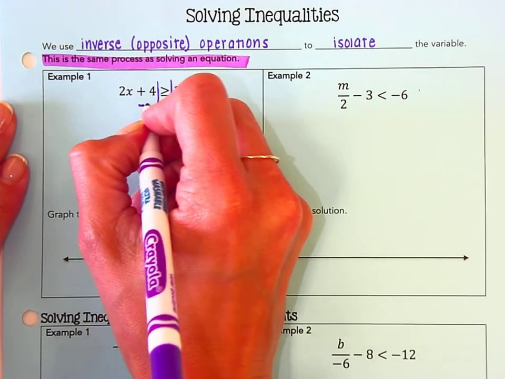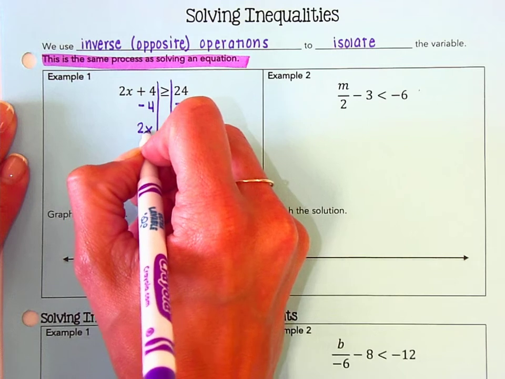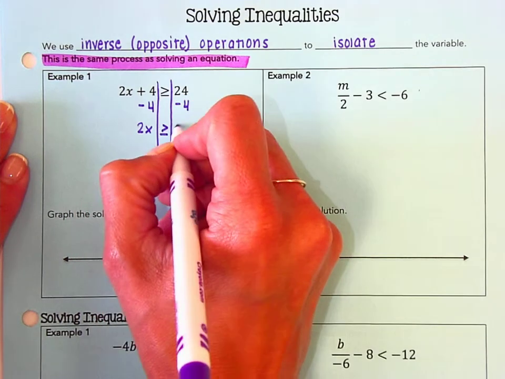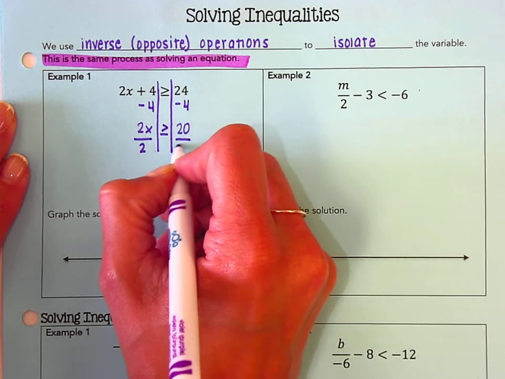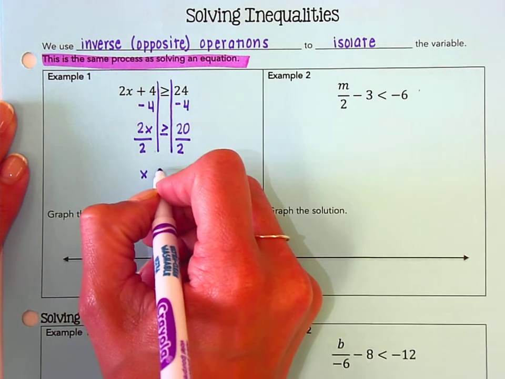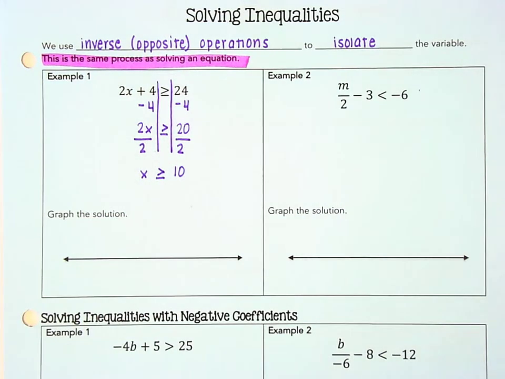So I'll start by subtracting 4 from both sides of the inequality, and I'm left with 2x is greater than or equal to 20. I'm then going to divide both sides by 2, and I'm left with x is greater than or equal to 10. So before I decide that this is officially my solution, I'm going to go through a process of checking to make sure that this actually works.